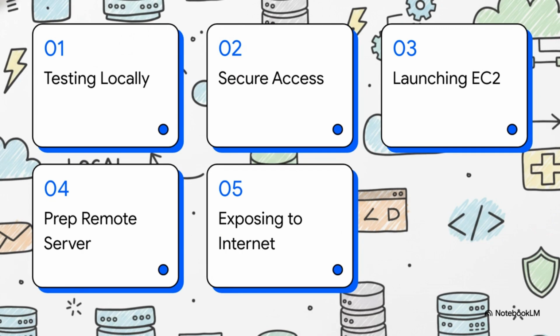Here is our roadmap for today. First, testing locally. Second, setting up secure access. Third, actually launching our EC2 instance. Fourth, prepping that remote server. And finally, number 5, exposing the whole thing to the internet.